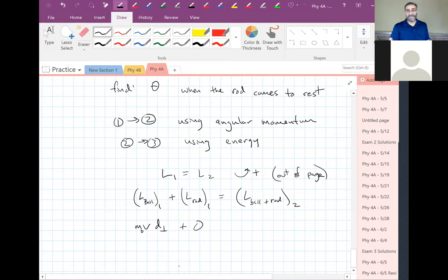The rod is just hanging there, right? It doesn't have any angular momentum. And at the end, we have an object that's rotating. What do we do for objects that rotate? We use I omega.